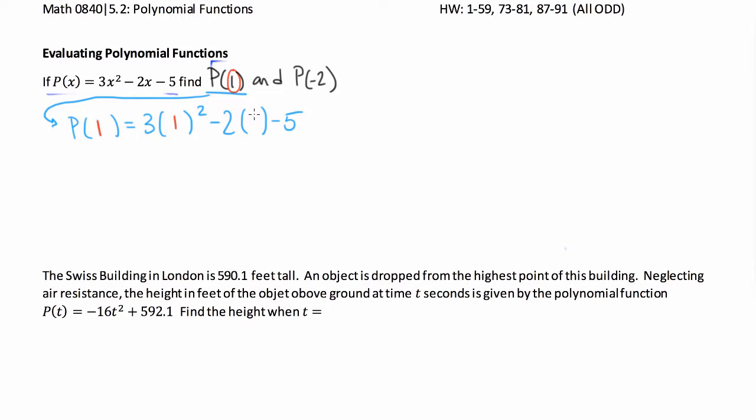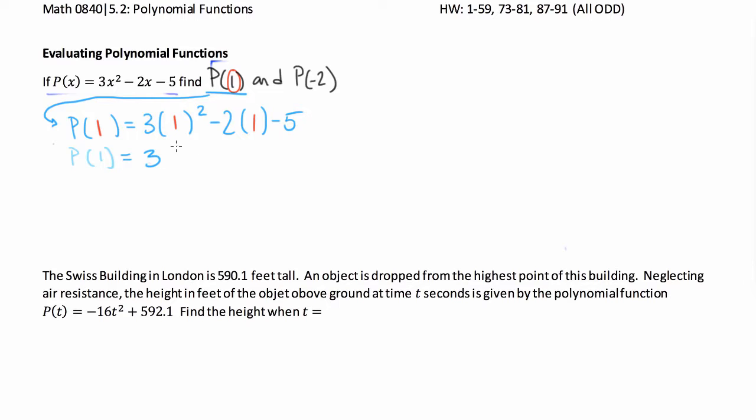So everywhere there was an x, I'm going to put that. And now I just go through and simplify all this. So I end up with p of 1. And remember that p of 1 stays like that. Like this isn't p times 1 or anything.